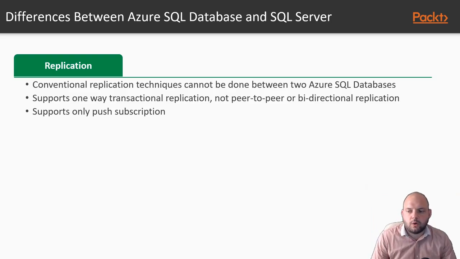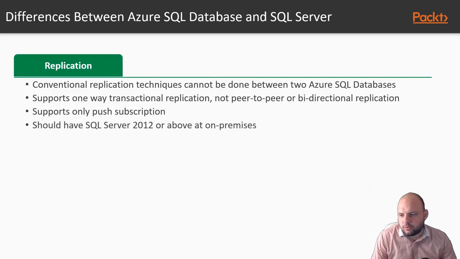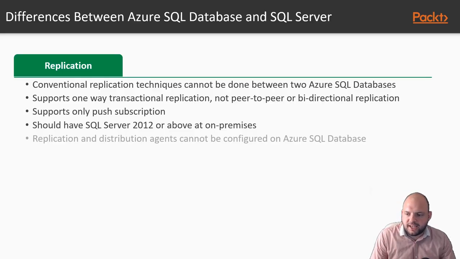It only supports one-way transactional replication, so it doesn't support peer-to-peer or bidirectional replication. It supports only push subscriptions, and you should have SQL Server 2012 or above on premises. The replication and distribution agents can't be configured on Azure SQL databases either.